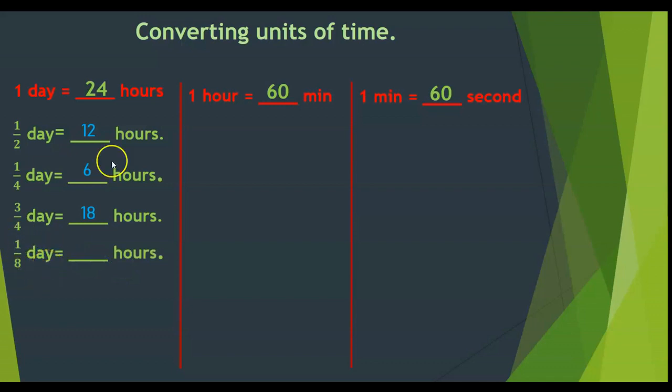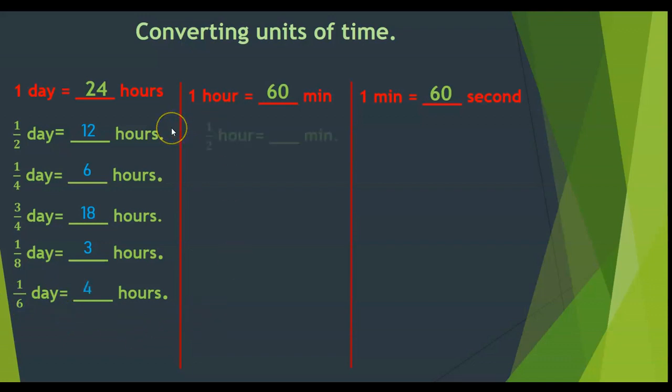1/8 of the day. So the 24 divided by 8 equals 3 hours. 1/6 of the day. How many hours? 24 divided by 6 equals, yes, 4 hours.